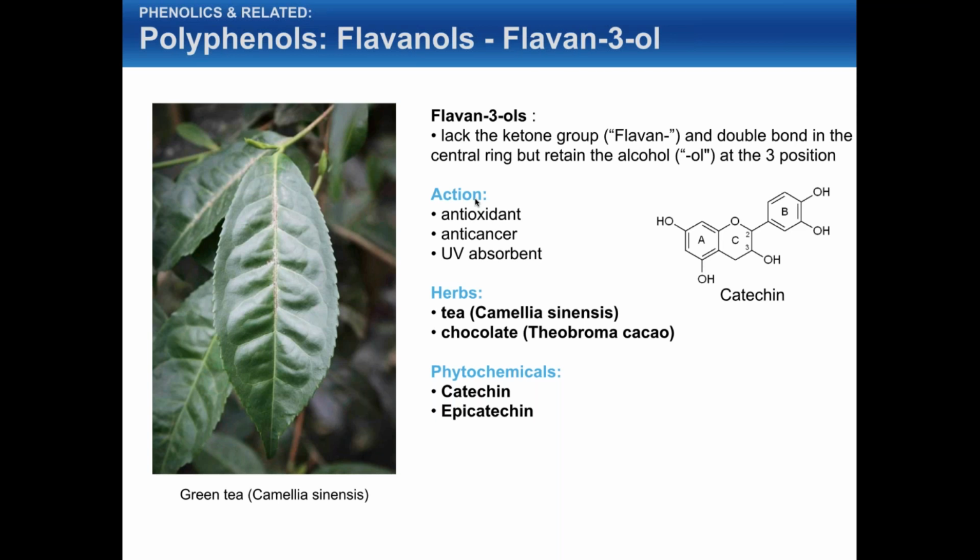A lot of tea grows at a higher altitude where the UV radiation will be stronger. And so this may be why the plants produce it. It's a good antioxidant and it helps absorb the UV radiation. Also, the research shows that these guys have antioxidant, anti-cancer effects as well. Both tea and chocolate have a lot of health benefits that are related to the catechins.